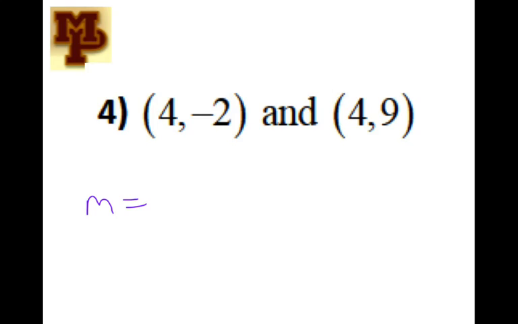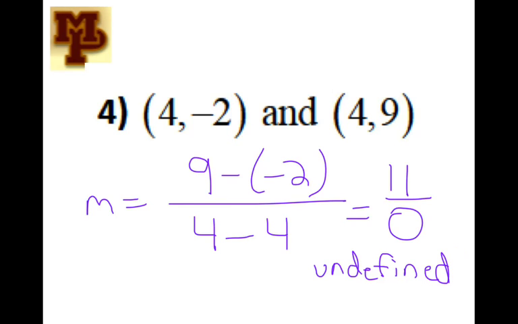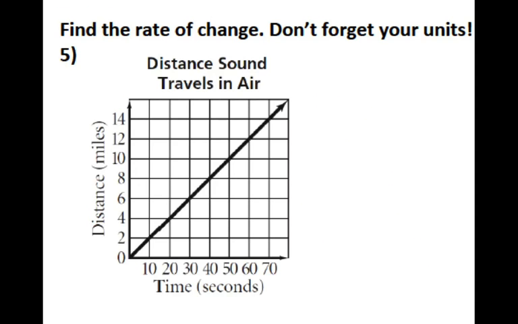Next one, we're going to subtract the y's on top, so we got 9 minus a negative 2, and then on the bottom 4 minus 4, so we have 11 over 0, and we have to say that this is undefined. That's the answer that I'm taking, undefined. Can't divide by 0.